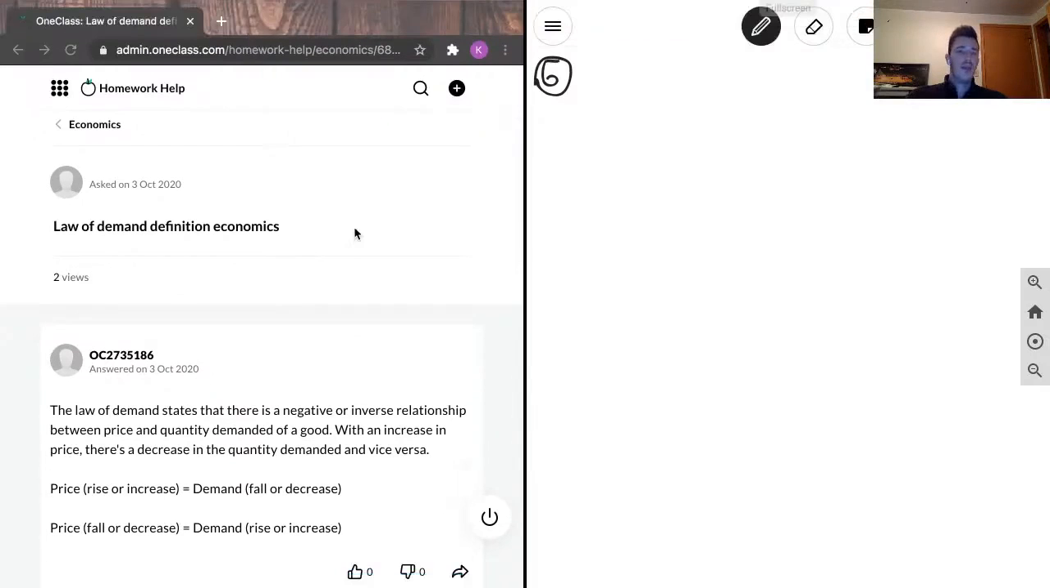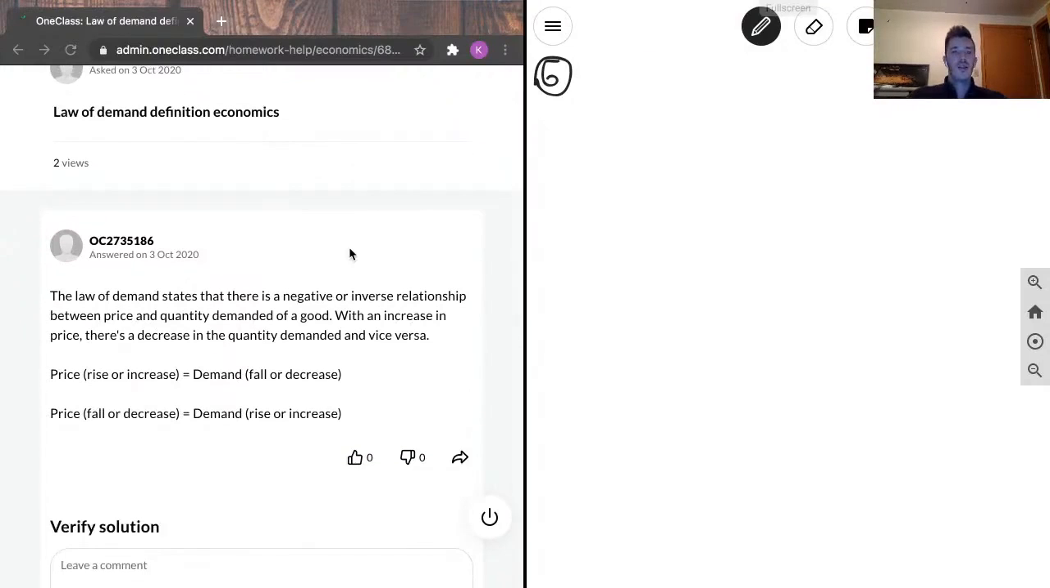Question 6 reads, law of demand definition in economics. Our junior tutor has written that the law of demand states that there's a negative or inverse relationship between price and quantity demanded of a good. With an increase in price, there's a decrease in the quantity demanded, and vice versa.